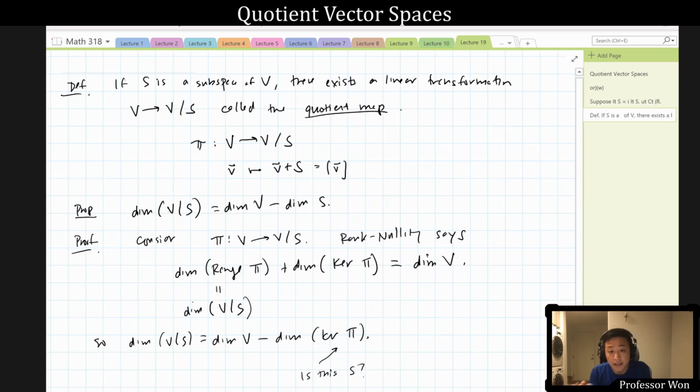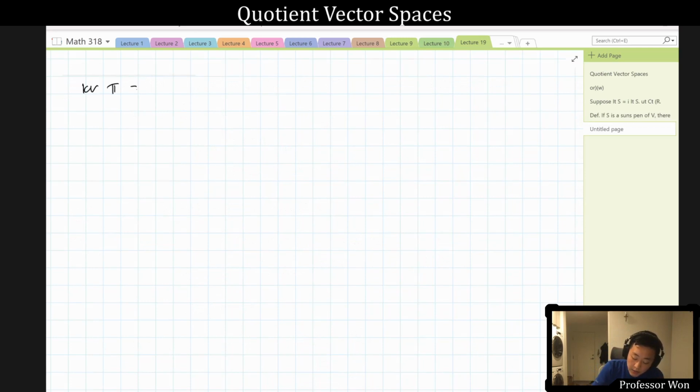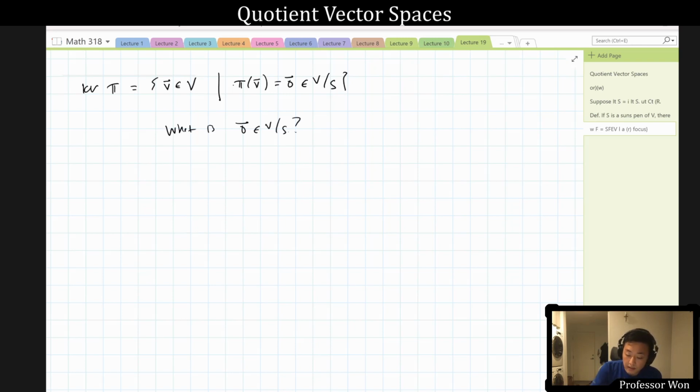Well, to understand that, we need to understand what it means to be in the kernel of pi. To be in the kernel of pi means that you get mapped over to the zero vector. So the kernel of pi is equal to the set of all vectors v in V such that pi of v is equal to the zero vector. Well, what is the zero vector of V mod S? It's the plane 0 plus S. In other words, it's just S. It's the plane parallel to S containing the zero vector. It's just S.